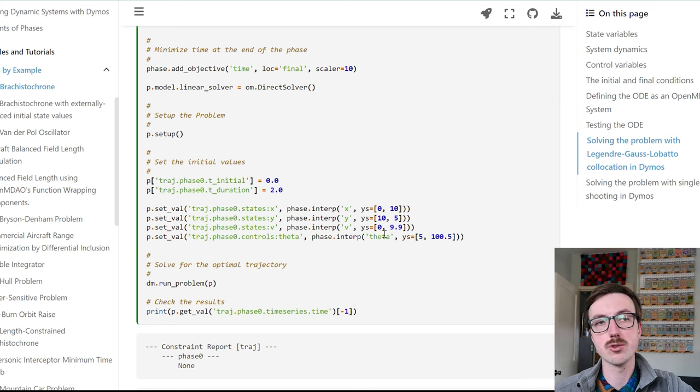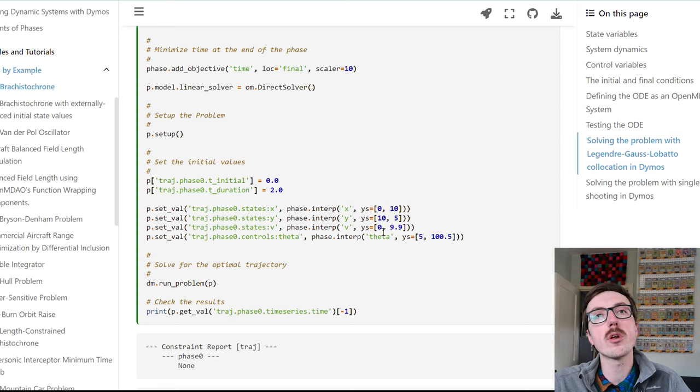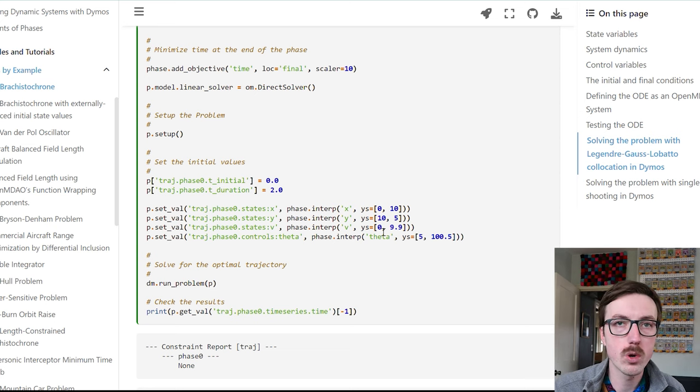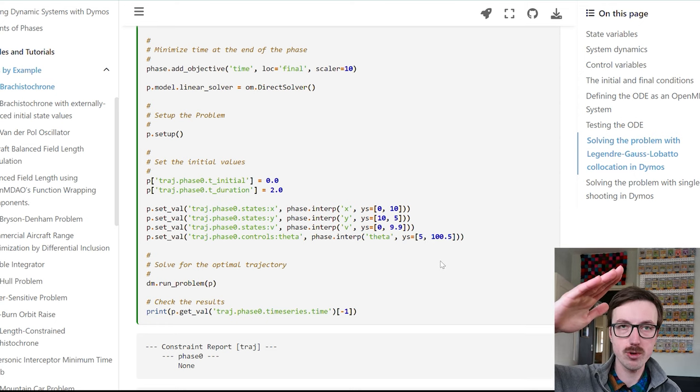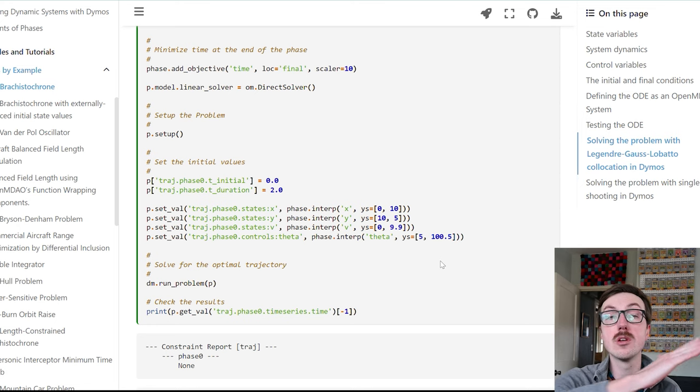For V, we have an initial guess from 0 to 9.9. Maybe it's going to be going that fast later, but we want to start out the problem relatively close to where the optimal solution will be. Lastly, we have theta here. Theta is this control. We don't really know what shape it should be. Should it be a straight line? Should it be a little bit bendy? Should it have some wiggles? For now, we just say theta goes from 5 to about 100 degrees, and it will be changing linearly.